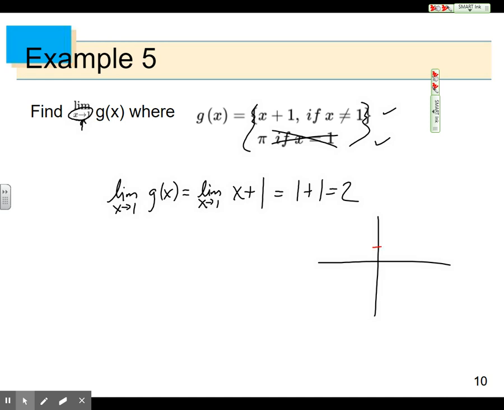Just showing you graphically real quick. You do have the same graph as you did a while ago, except for this time on the piecewise function, it cut out a little hole right here at 1. And it moved that hole to be up here at pi, 3.14. But again, I'm just interested in what it's doing when it gets close to 1, not equal to 1. So this value right here at 2 is what I was looking for.